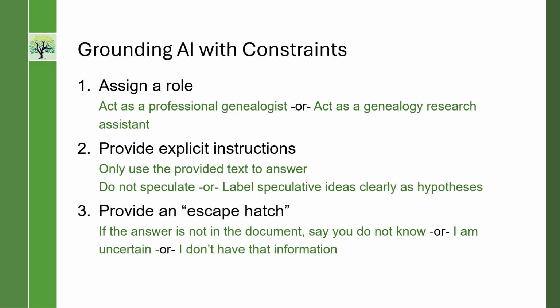Provide explicit instructions. Hopefully you've been doing that all along. These are some phrases you can use: only use the provided text to answer. Or do not speculate. That's why you saw that in one of my prompts. Do not speculate. Label speculative ideas clearly as hypotheses, so you can tell when it's trying to make something up. Provide an escape hatch. This is where you can tell it it's okay to not answer. So if the answer is not in the document, say you don't know, or I am uncertain, or I don't have that information. So you can give it permission to not know all the answers.